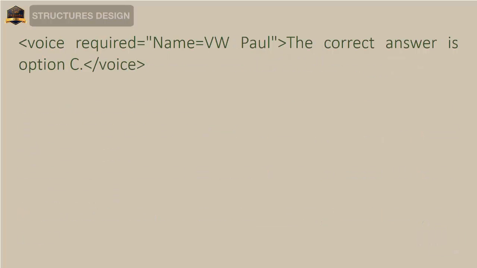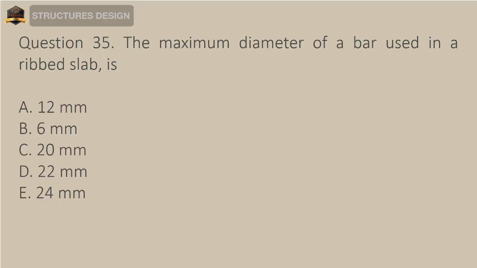Question 35. The maximum diameter of a bar used in a ribbed slab is A. 12 mm, B. 6 mm, C. 20 mm, D. 22 mm, E. 24 mm. The correct answer is option D.